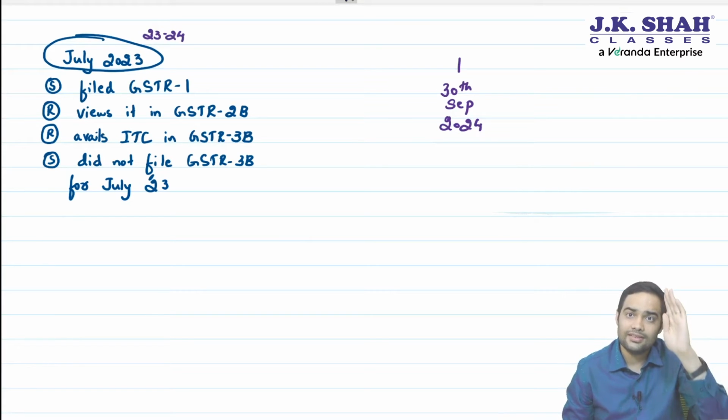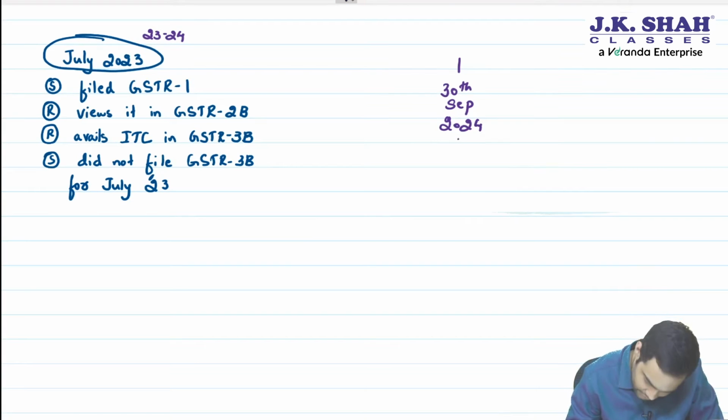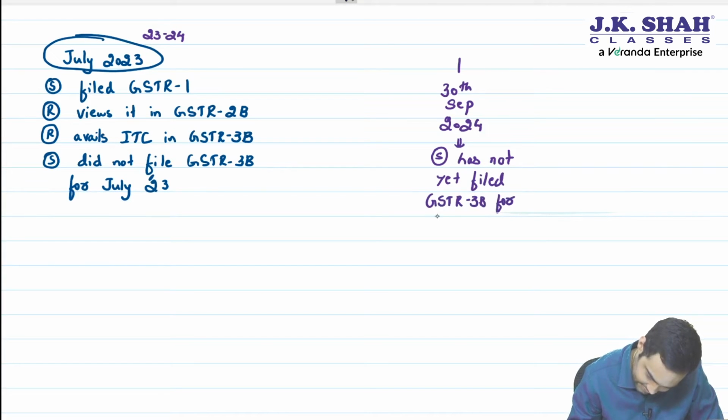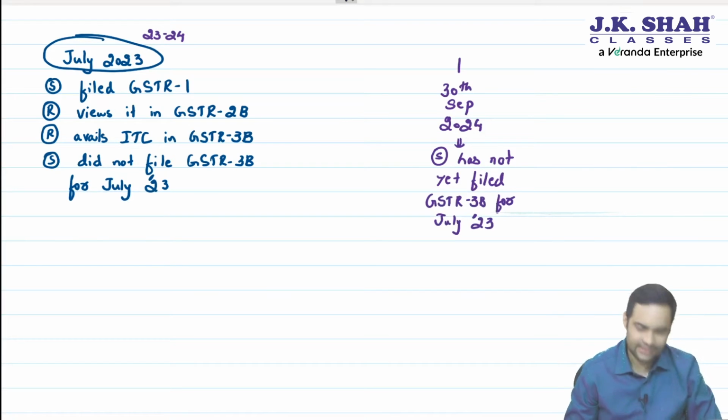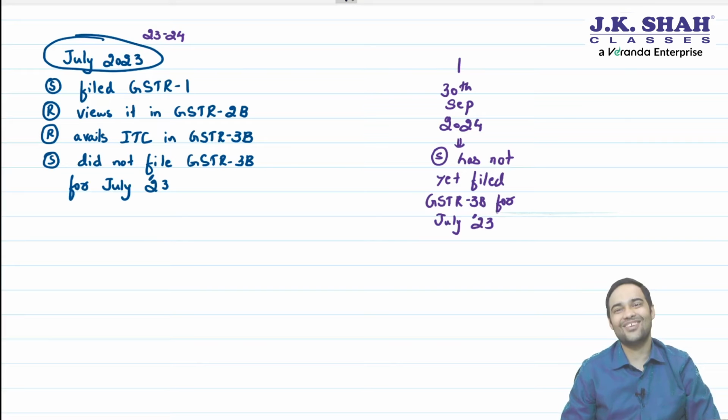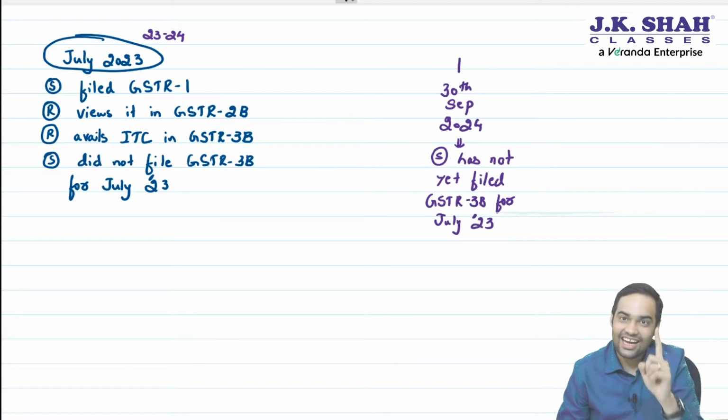So 30th September 2024, if the supplier has not yet filed GSTR-3B for July 23, then now my life is in danger. I mean, now I will have to reverse ITC. Is government giving a good time? Yes. Next financial year, 30th September.